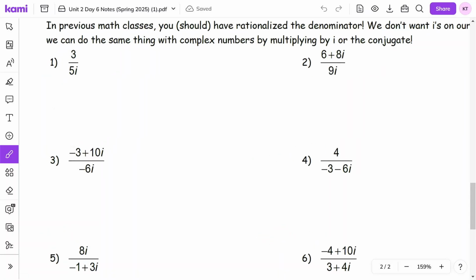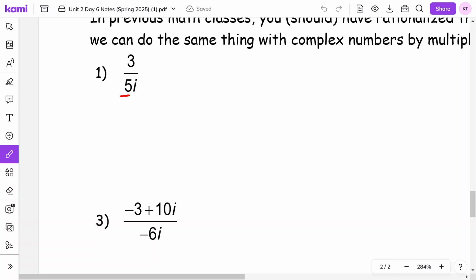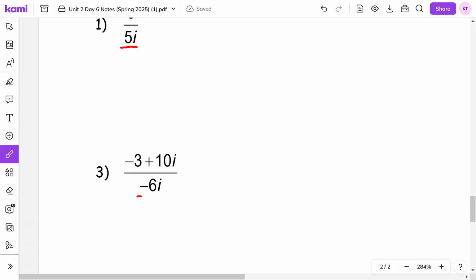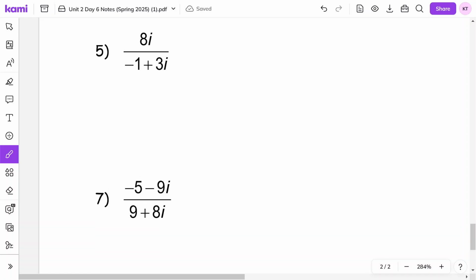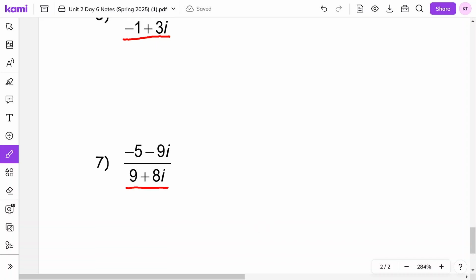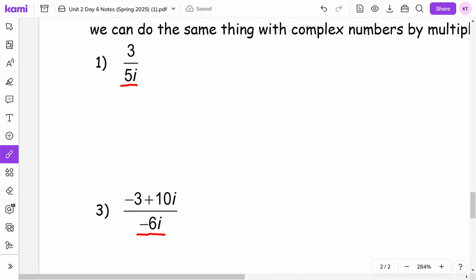So in examples 1 and 3, which we're going to do, we can see we only have one term in our denominator. And that's going to be this 5i here or this negative 6i here in our second example. Whereas in our bottom two, we have two terms, with it being negative 1 plus 3i or 9 plus 8i. So let's go ahead and do our one-term example first.